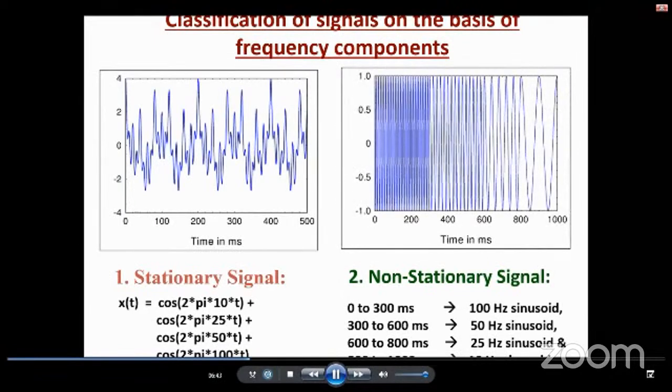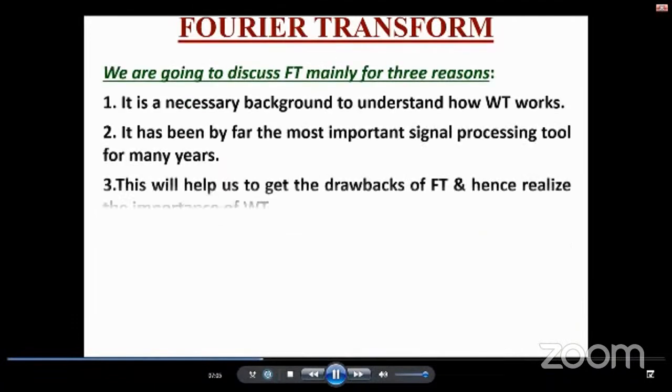Classification of signals, I would go very rapidly because these things are very familiar to all of us. There are two kinds of signals, stationary signal and non-stationary signal. Stationary means the frequencies remain constant over the entire length of time, whereas the non-stationary signal is one in which the frequencies vary with respect to time. So Fourier transform, we know it's a very powerful and very popular tool to get the frequency component of a signal, but it has some drawbacks.